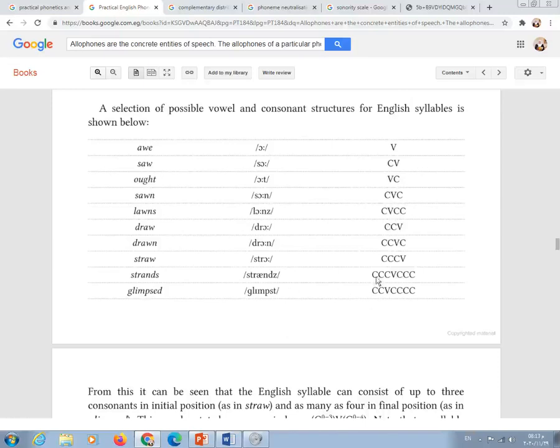Look here at the bottom. We call the last two the maximum syllables because each one of them is made up of how many sounds? Seven sounds. Look at "strands": three consonants, a vowel, and three consonants. Seven. And look at "glimpse": two consonants, a vowel, and four consonants. So it's a very amazing distribution of consonants and vowels inside the English syllable.